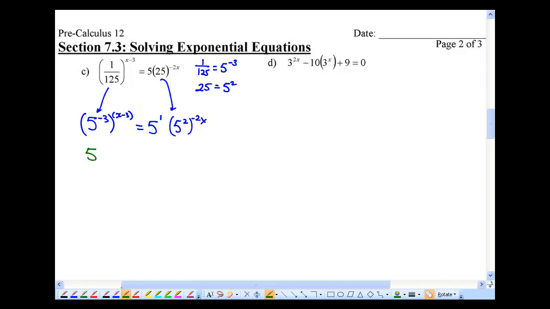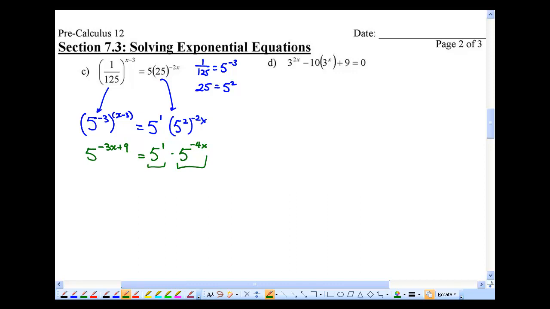Okay, we will now try to simplify. So 5 to the power of negative 3x plus 9. This equals to, now we'll just leave the 5 to the power of 1 as is. We'll simplify the next part. 2 times negative 2x is negative 4x. Okay. Now remember how I said we have to have one expression on the left and one expression on the right? Well, we've got the 1 on the left, but on the right I see two pieces. So what can we do here to try to combine them?